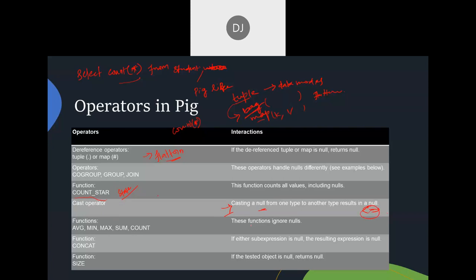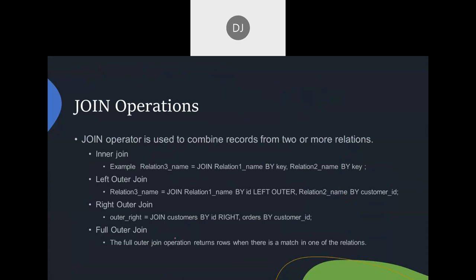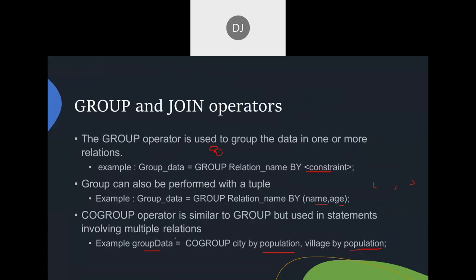And the functions like average, min, max, sum, count ignore the null. All these aggregation functions we can have in Pig. Also concatenation operation for strings, and size will return the size value. The size operator, we'll see that. We will see some examples of this, and then we will go to joins and groups.